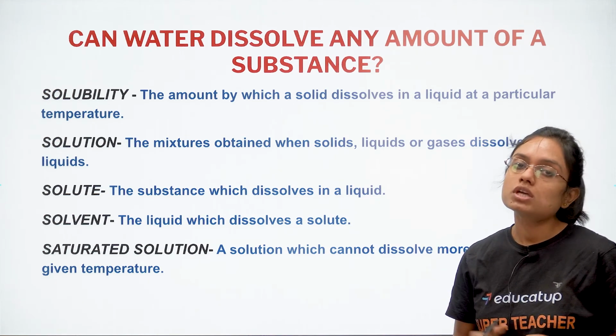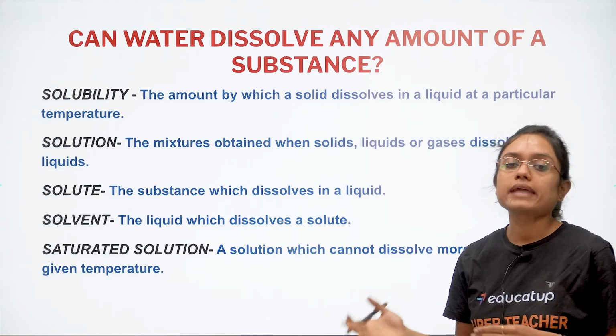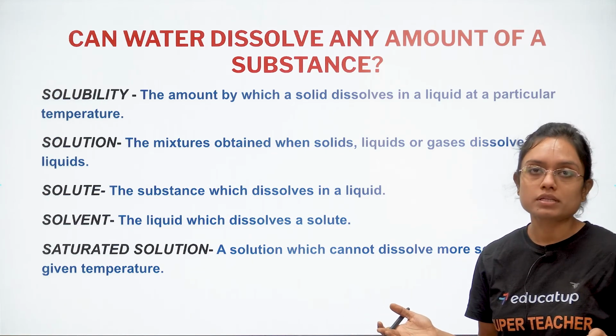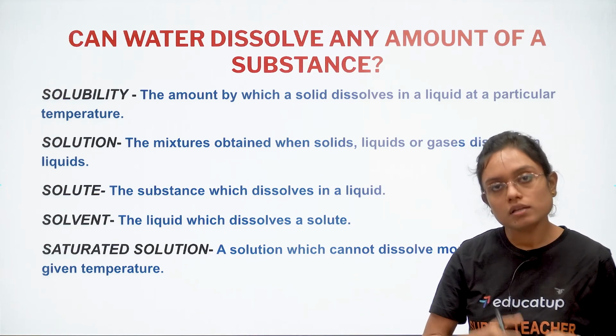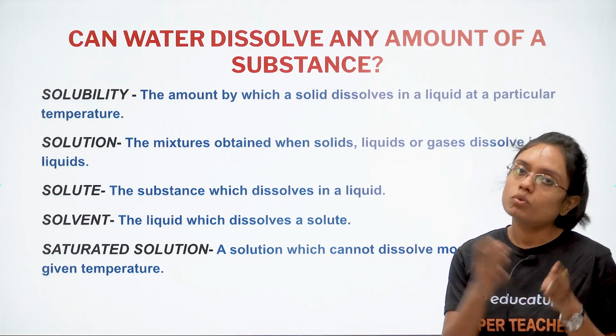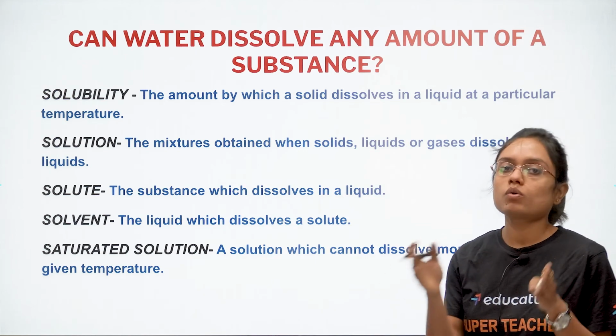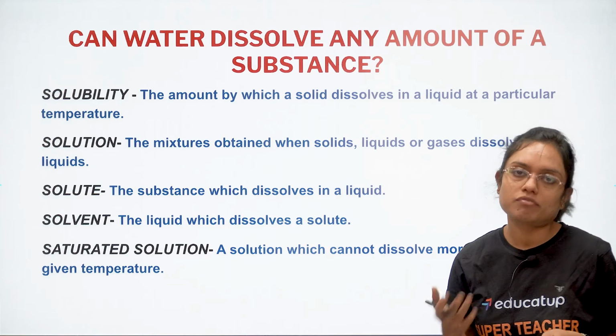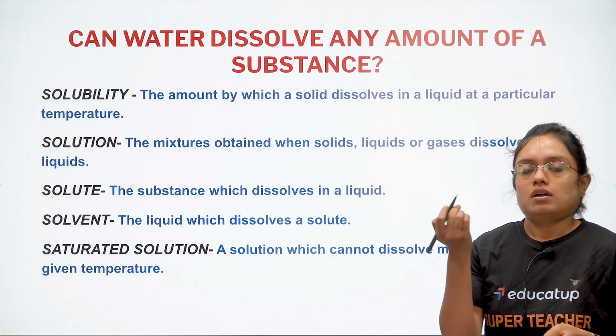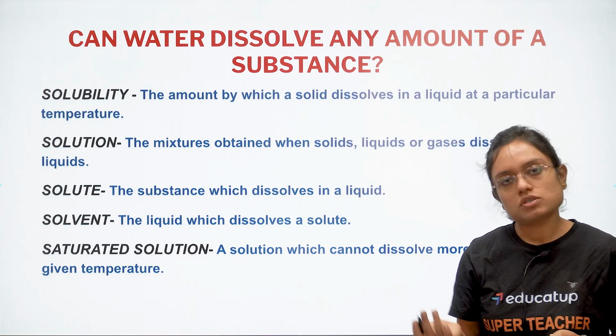Then what is the solution? Mixtures of solid, liquid or gases dissolve in liquids. ऐसा मिक्सचर क्या होता है कि सॉलिड, लिक्विड या गैसेस तीनों भी हो सकते हैं, दो भी हो सकते हैं, कोई एक भी हो सकता है. उसे आपने किसी भी लिक्विड में डिसॉल्व किया तो वो एक मिक्सचर बनता है. फॉर एग्जाम्पल, ऑक्सीजन डिसॉल्व्ड इन वाटर इज अ मिक्सचर.